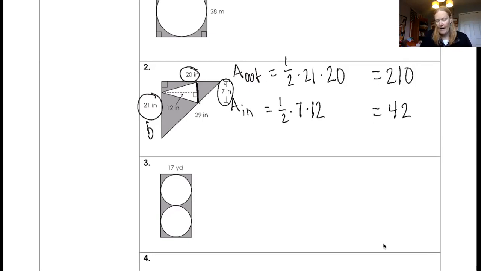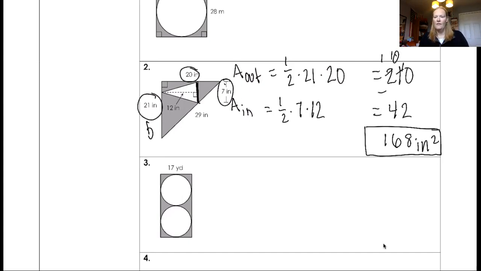So to find the entire area, I'm going to take the whole thing minus the inside, so the outside minus the inside, and that gives me, when I'm done, I'm going to borrow here a little bit, make that a 0, make that an 8, make that a 1, make that a 10, and I get 168 inches squared. All right, so I found the area of the outside, I found the area of the inside, I subtracted them, and it's area, so it's still inches squared.